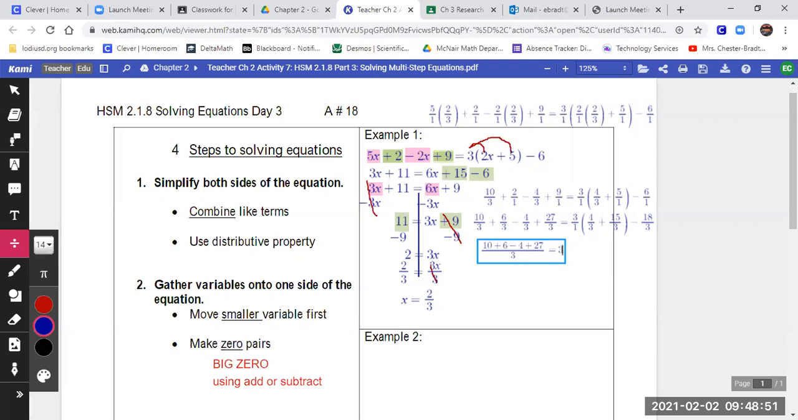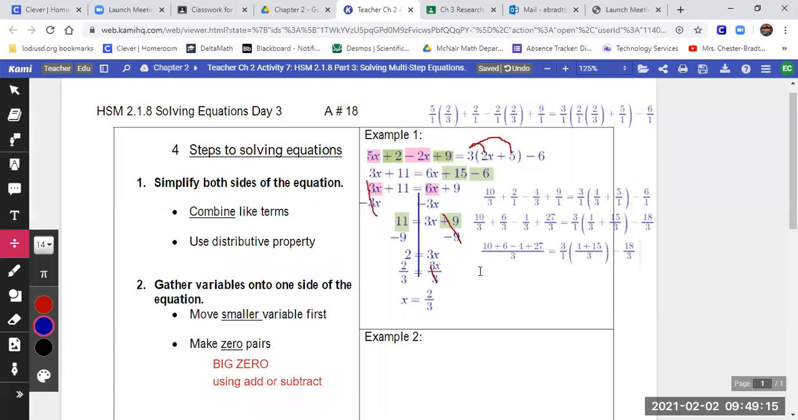On the other side, we have a 3 over 1 times a 4 plus 15 that is over 3. And we're subtracting an 18 over 3. So what is that 4 plus 15 over 3 going to really get us?